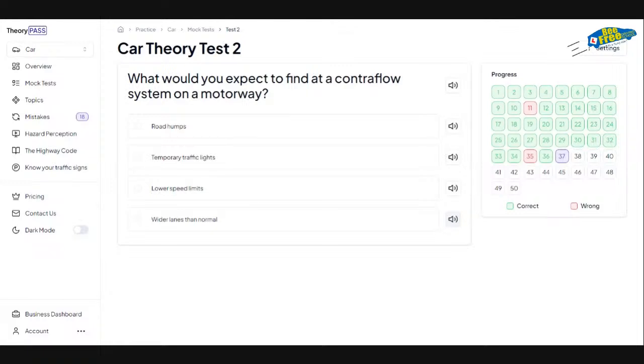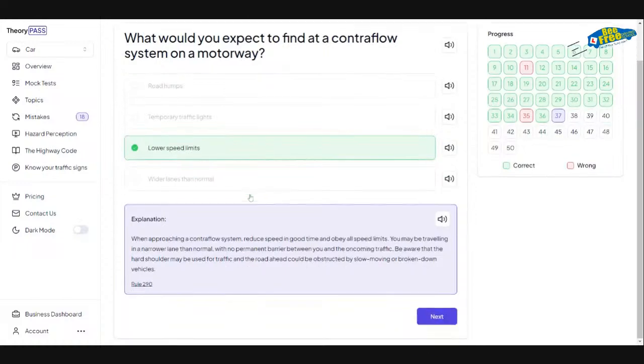Wider lanes than usual. Lower speed limits. Could be temporary traffic lights. I don't think temporary traffic lights. I think is it when it has roadworks? I'm 100% not sure. I'm going to take a guess. I think contraflow. Oh, I've forgotten what a contraflow is. It's with the flow. So it's all traffic. All traffic's going in the same direction. I'm going to go for lower speed limits. Let's just see. Oh, I got it right.